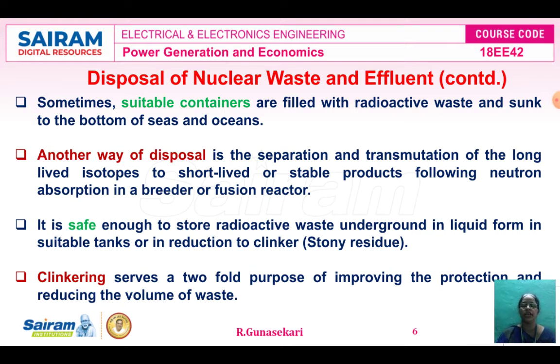But it is safe enough to store radioactive waste underground in liquid form in a suitable tank, or in the reduction to clinker. This is the safer way to dispose the nuclear waste. The glycerin serves a twofold purpose. One is to improve the protection and the other is to reduce the volume of waste. This is the function of glycerin.